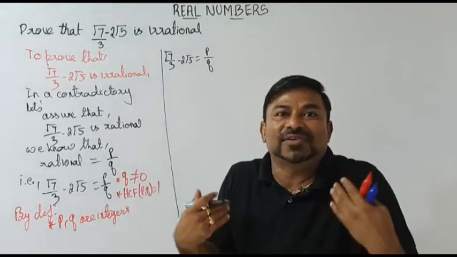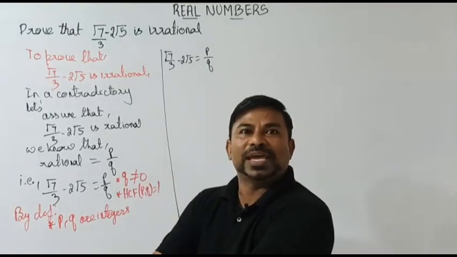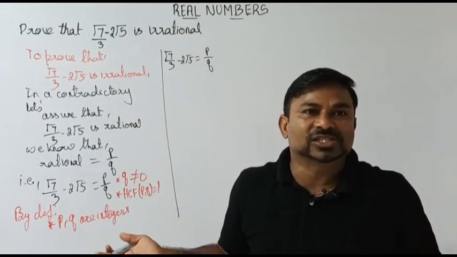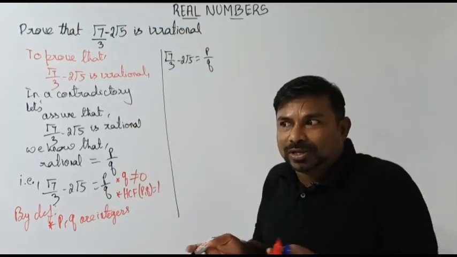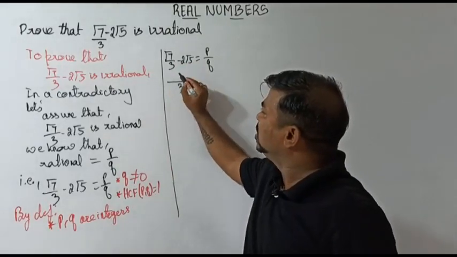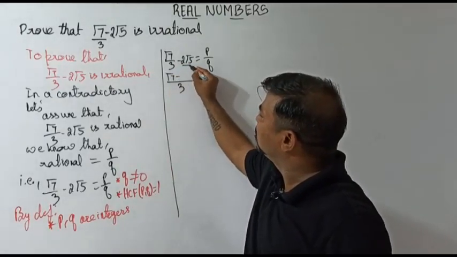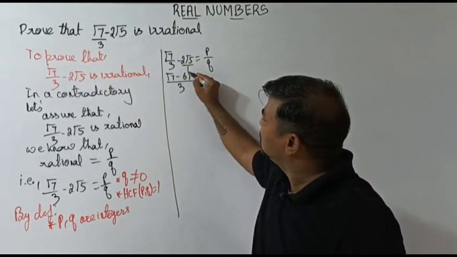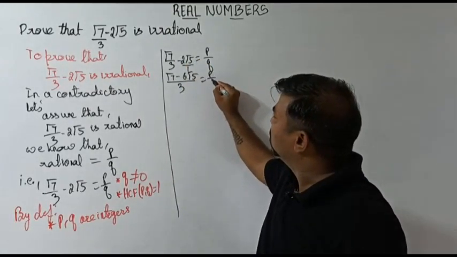Let's start simplifying so that we reach a contradictory place, meaning we are going against the law. Let's solve it so that we reach there. So let's take the LCM of that. It's 3. It's nothing but root 7 minus 1, 1 goes in 3 times, 3 2s are 6 root 5, is equal to p by q.